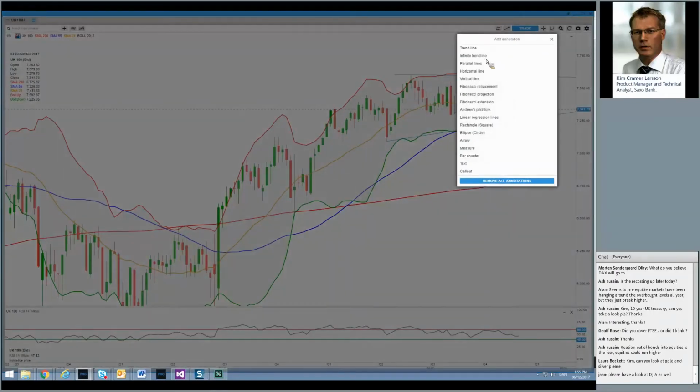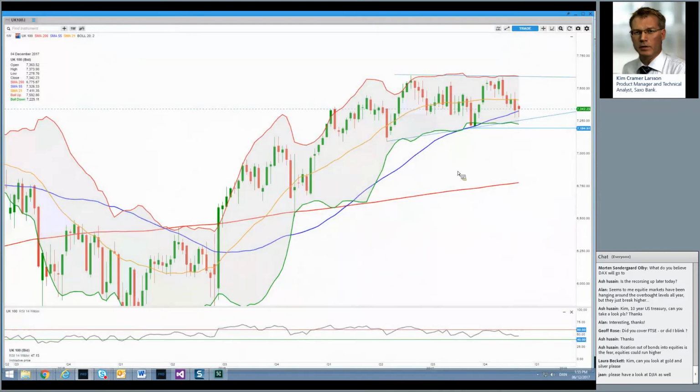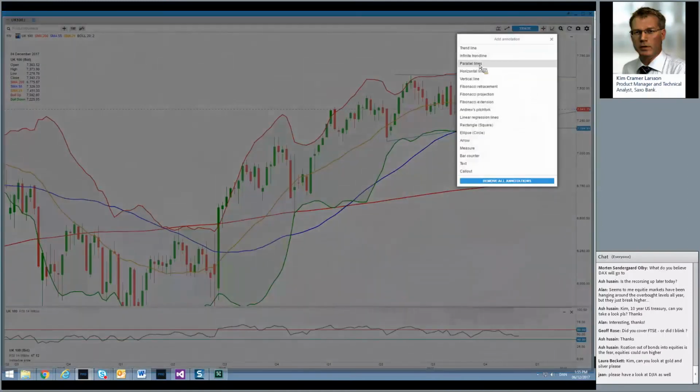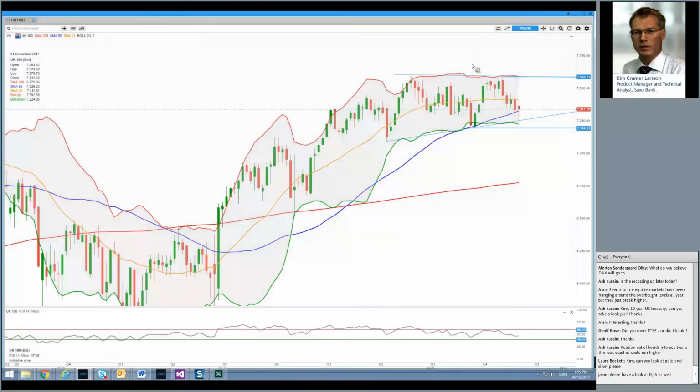I would need a confirmation, a break below here, which is just below 7,200, or a break above here, which is just below the 7,589. So which way is it going to go? It doesn't really give me anything, to be honest.